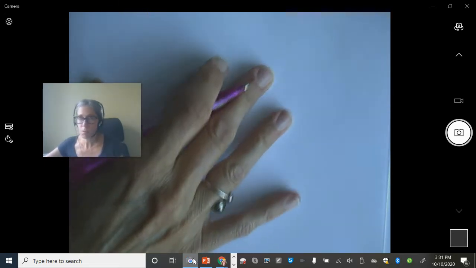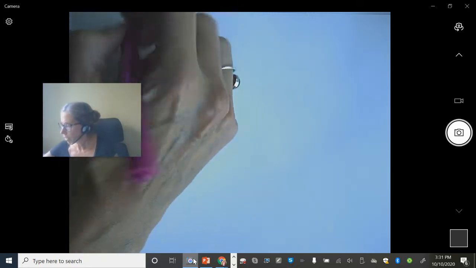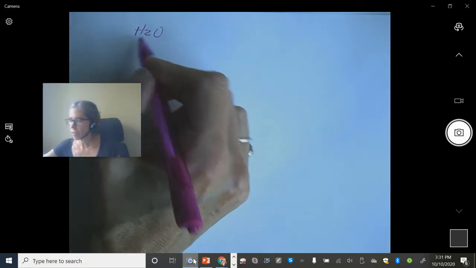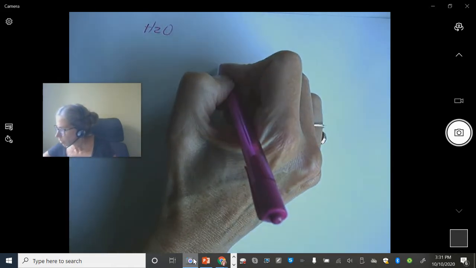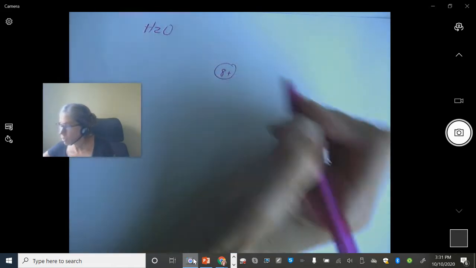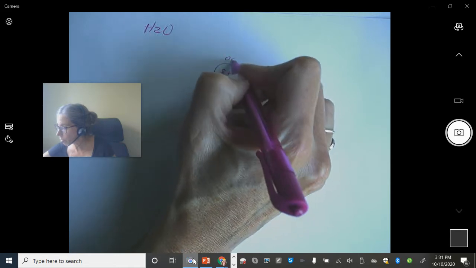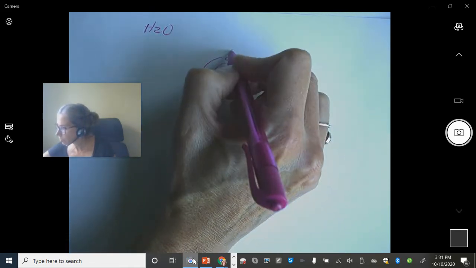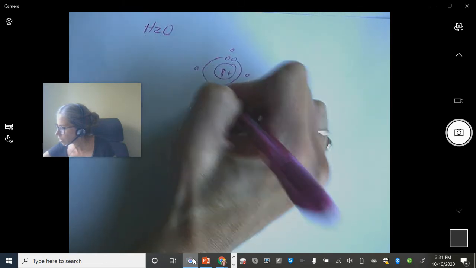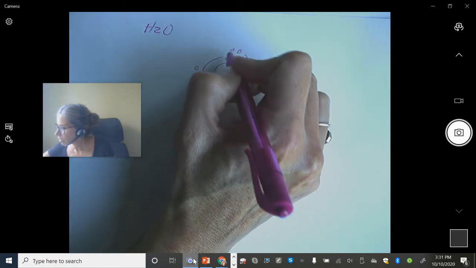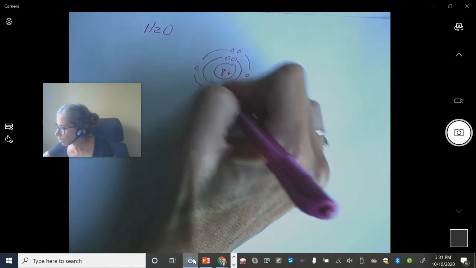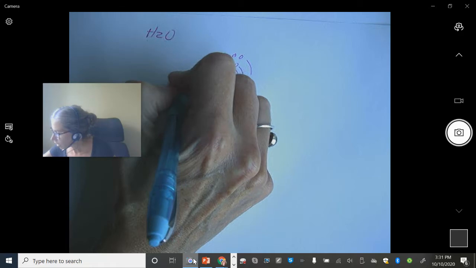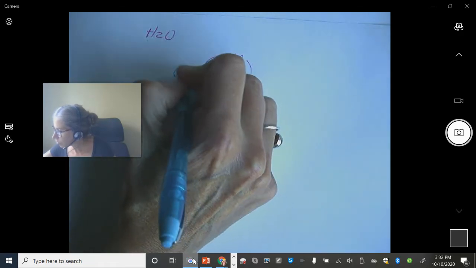Remember that water is H2O, so it's got 2 hydrogens for every oxygen. If I were to draw that, oxygen has 8 protons, and you can get that right from the periodic chart. There's no need to memorize that. You can fit 2 electrons in that first shell, 3, 4, 5, 6, 7, 8. Notice it is not full. It has 2 lonely electrons here. So what's it going to do? In this case, it bonds with hydrogen. Hydrogen has 1 proton, 1 electron.